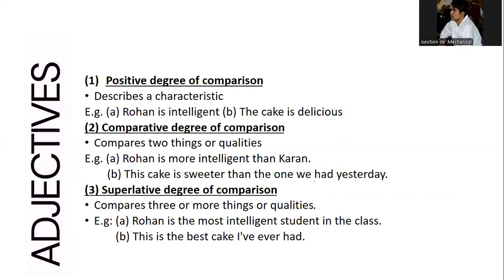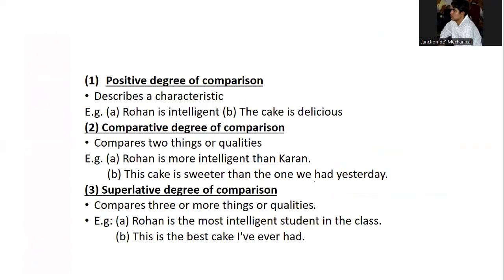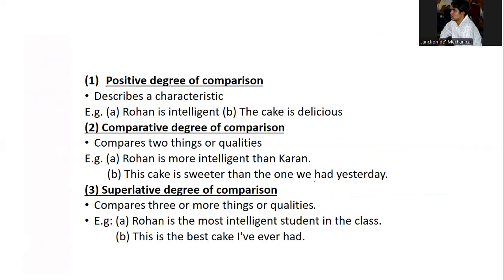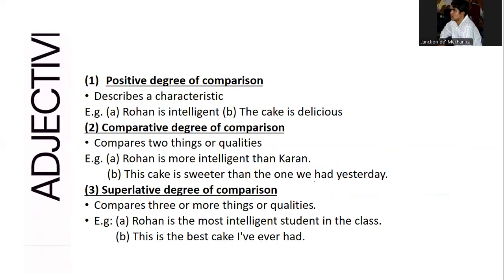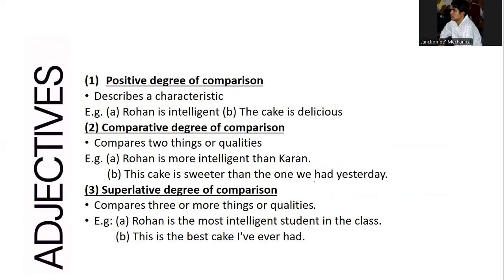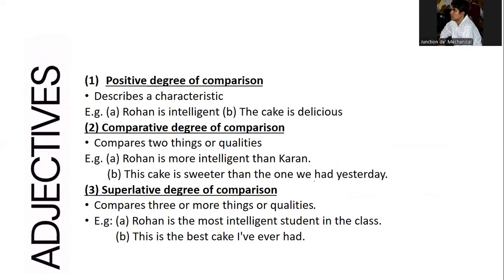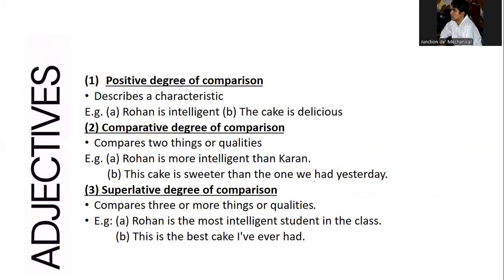Now, there are types of adjectives, right? Let's see very quickly the three degrees of comparison, which will explain a little more what adjectives are. First is the positive degree of comparison. It describes a characteristic. For example, Rohan is intelligent. Intelligent is an adjective, so it describes Rohan. The cake is delicious, right? Cake is a noun and delicious is an adjective. So the adjective is telling us that the cake is delicious.